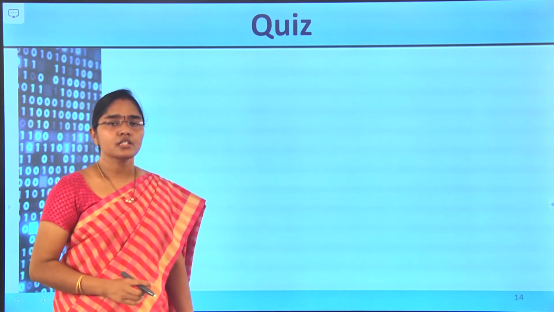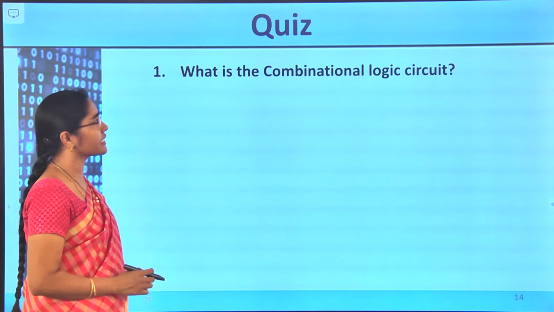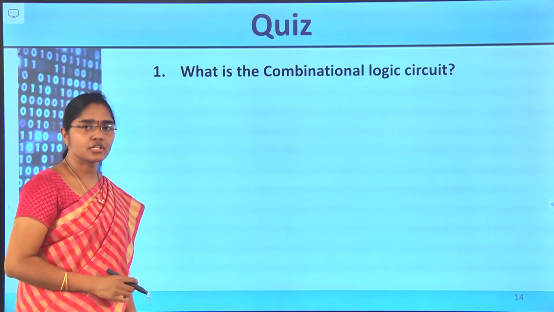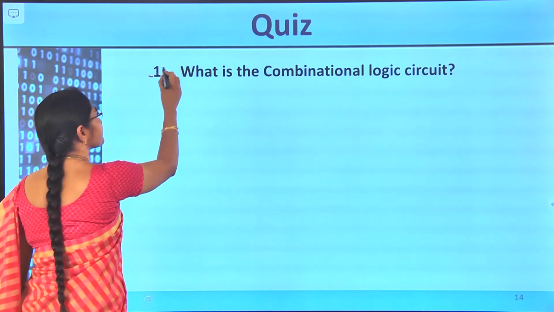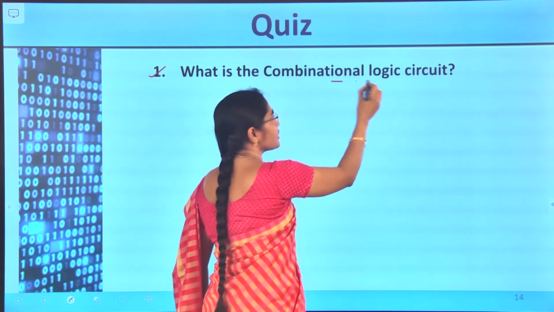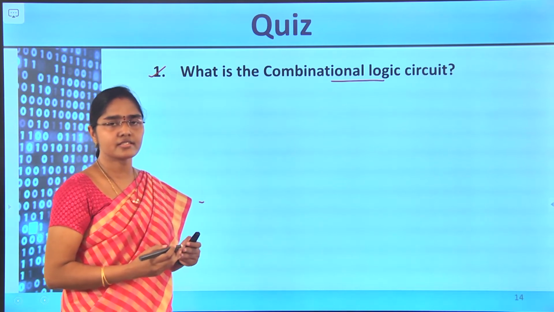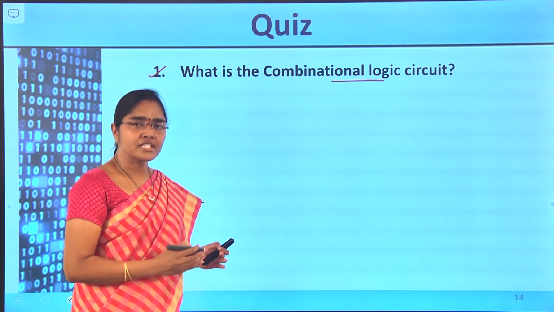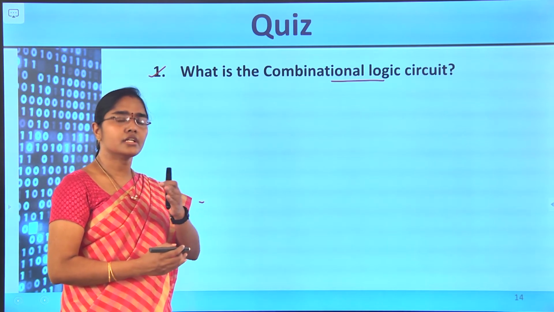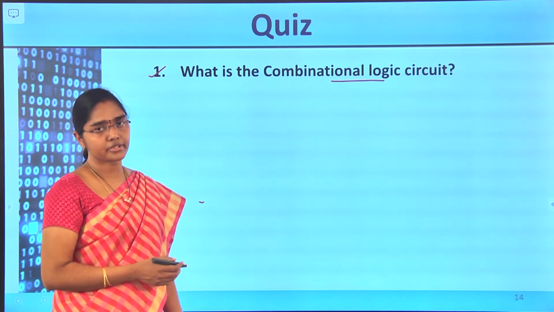Okay. So, let us have a quiz to check our understanding. What is a combinational logic circuit? A combinational logic circuit is a digital circuit which has a combination of logic gates performing some function, and that function's outputs depend only on the present inputs.